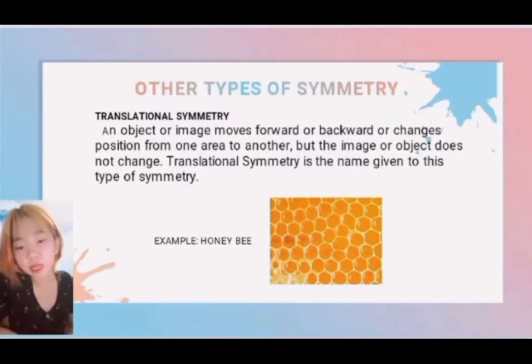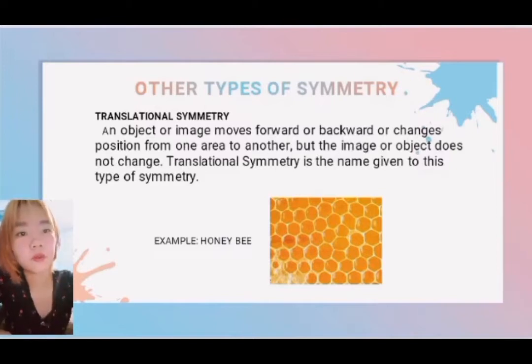So as you can see in my example, which is the honeybee, if you move that honeybee, either forward or backward, or if you change the position from one area to another area, it will not change or it will not affect the figure. So yeah, that's the example. That's what we mean by the translational symmetry.